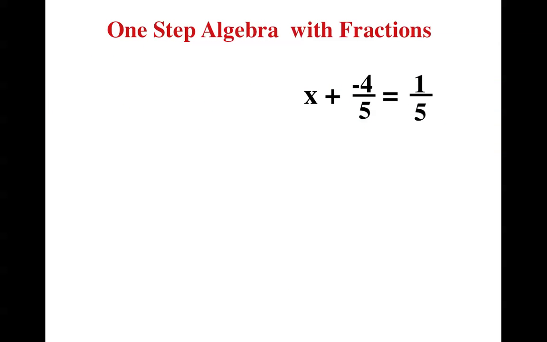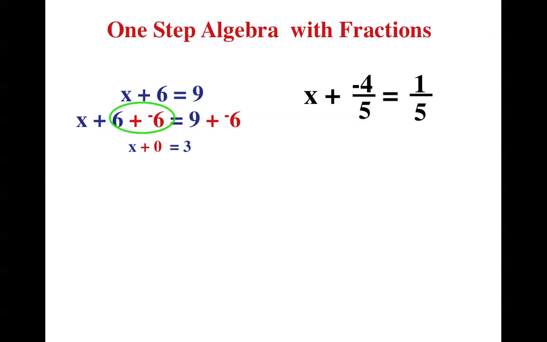Now, one of the rules that you're going to learn is that anything we've learned in math for regular numbers, regular integers, also works for our rational numbers, our fractions, our decimals. So think about this. I have x plus negative 4/5 equals 1/5. So how am I going to isolate the variable? Well, I do it the exact same way I did it on the previous problem.